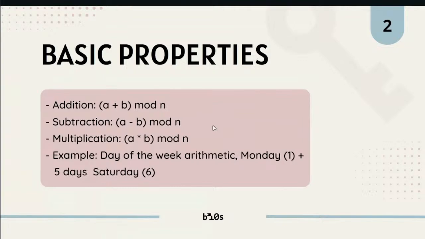This is very similar to day-of-the-week arithmetic. Monday we can denote with 1, plus 5 days ends up with Saturday, since 1 plus 5 is 6. Saturday is the 6th day, and then we cycle around again and again. So that is basic modular arithmetic.